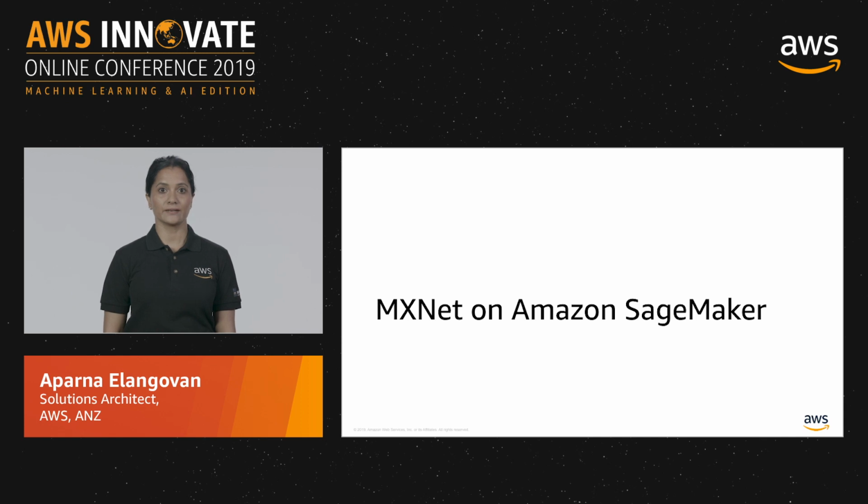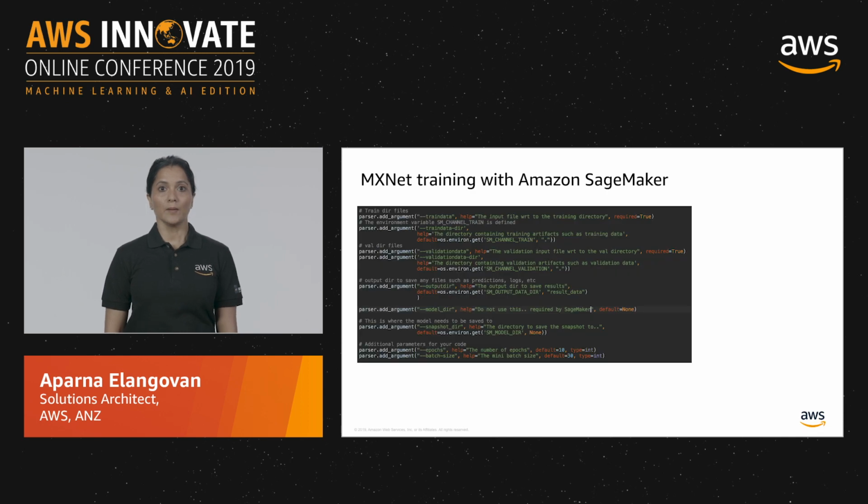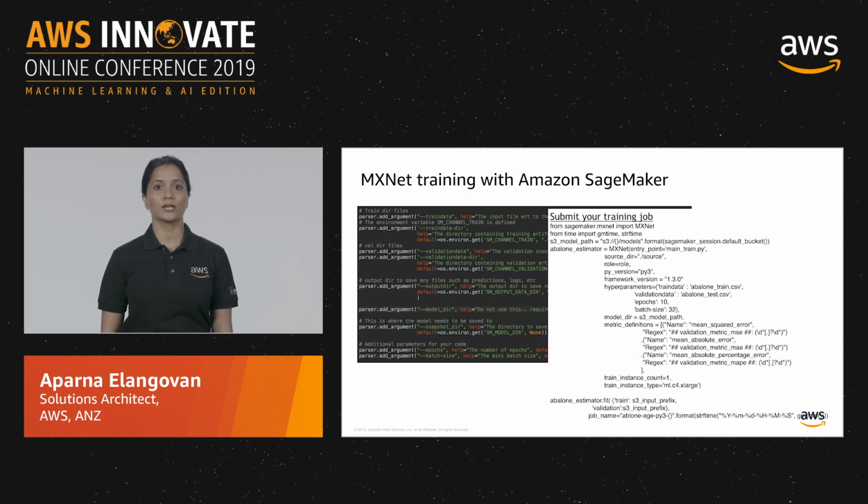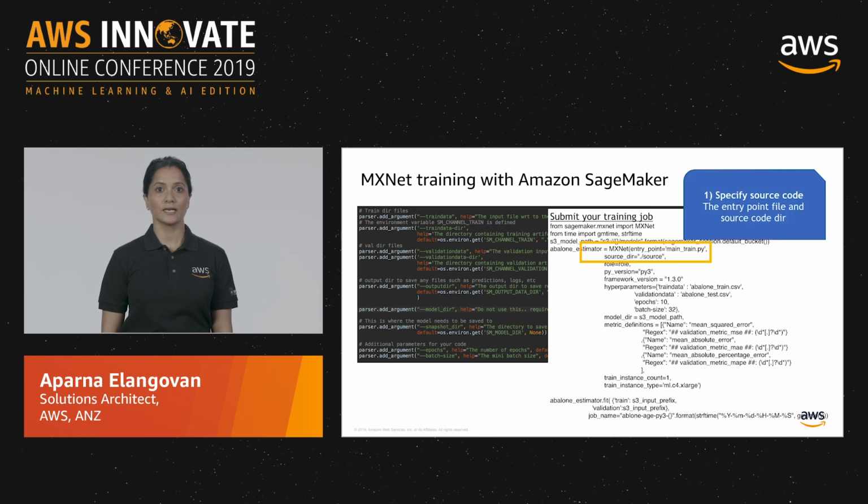In this section here, we are going to look at MXNet on SageMaker. By now, you should be very familiar with the way that you can submit SageMaker training jobs. MXNet on SageMaker is no different. You just change the name to MXNet to launch MXNet on SageMaker, and everything else follows the same pattern we went through for TensorFlow and PyTorch.